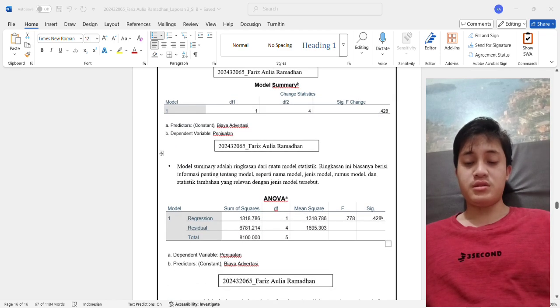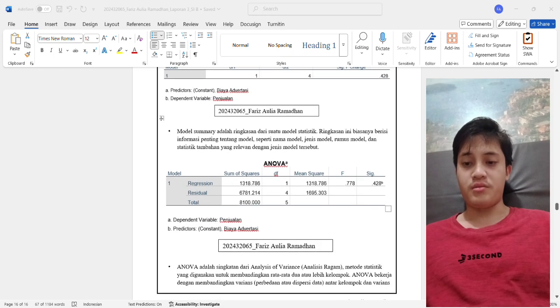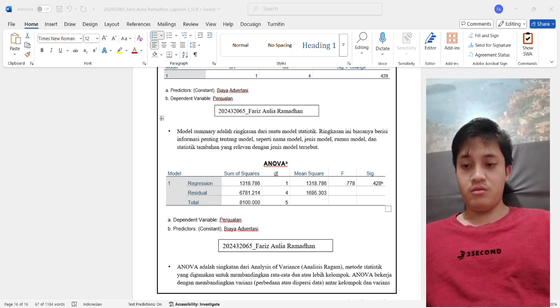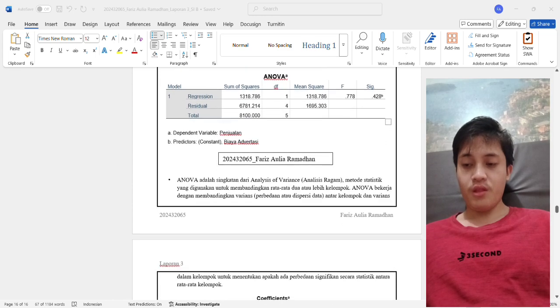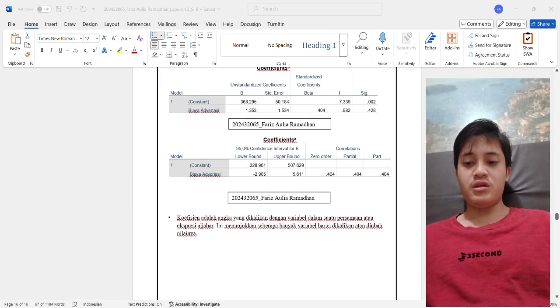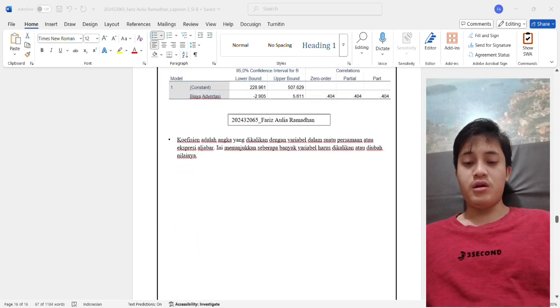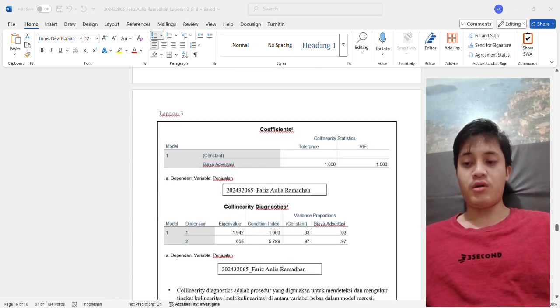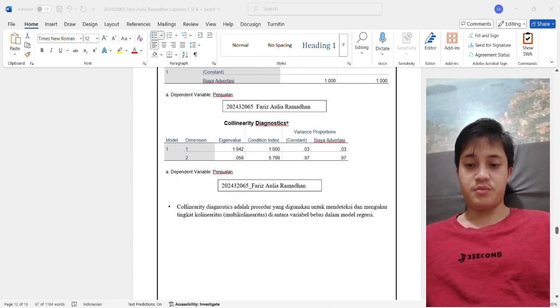A model summary is a summary of a statistical model. The summary usually contains important information about the model, such as the model name, model type, model formula, and additional statistics. ANOVA stands for Analysis of Variance, a statistical method used to compare the means of two or more groups. A coefficient is a number that is multiplied by a variable in an equation or algebraic expression.